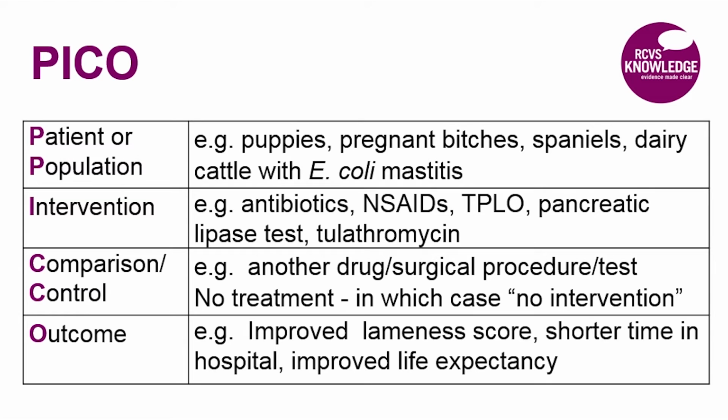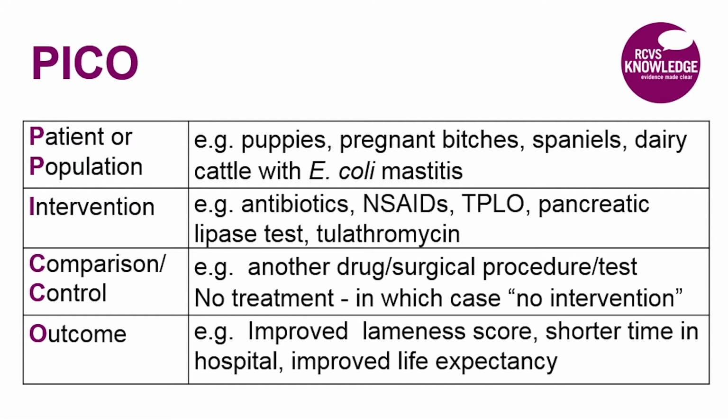Intervention, so this is the specific thing that you're looking at. So it might be a drug, it might be a treatment, a surgical procedure. You know this kind of thing. And then the comparator is the comparison thing you're going to compare it with. Quite often, the comparator is no intervention. So you're comparing use of antibiotics with no antibiotics, or a surgical procedure with no procedure, or you can compare 2 drugs, or you can compare a drug with a more supportive treatment.